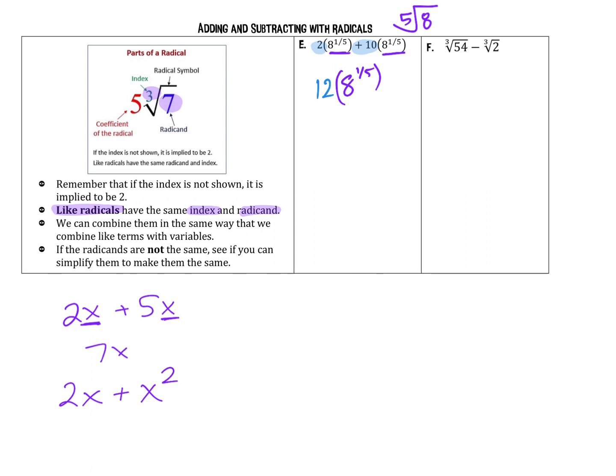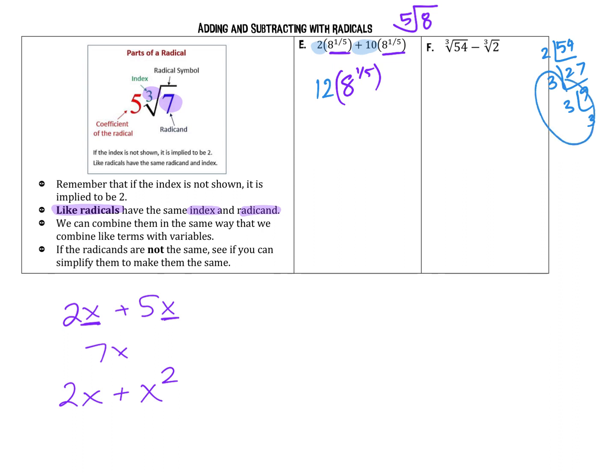For part F, we have cube roots, so our indexes are the same, but we have the cube root of 54 and the cube root of 2. Those aren't the same. So what we need to do is we can't do anything unless they are the same number inside. So let's go ahead and make a factor tree or make an upside down birthday cake with 54.